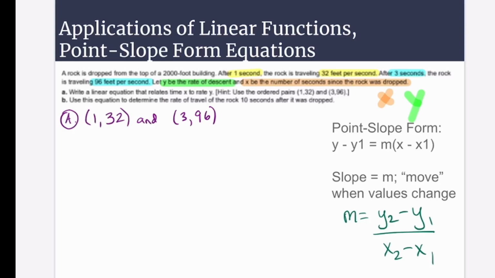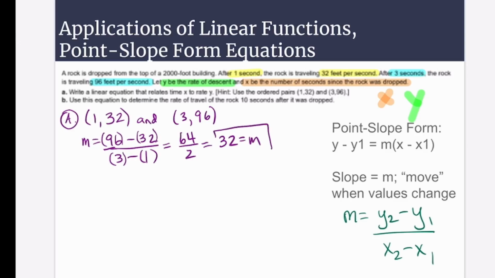All right, so let's find the slope first. So m, we're going to do 96 minus 32, and then 3 minus 1. I'm not using parentheses because nothing's negative. So even if I put them in there, which I'll do now, it's not going to change our math. The negatives are where people start to really make some silly mistakes. So this is 64 divided by 2. So 32. That's our slope.